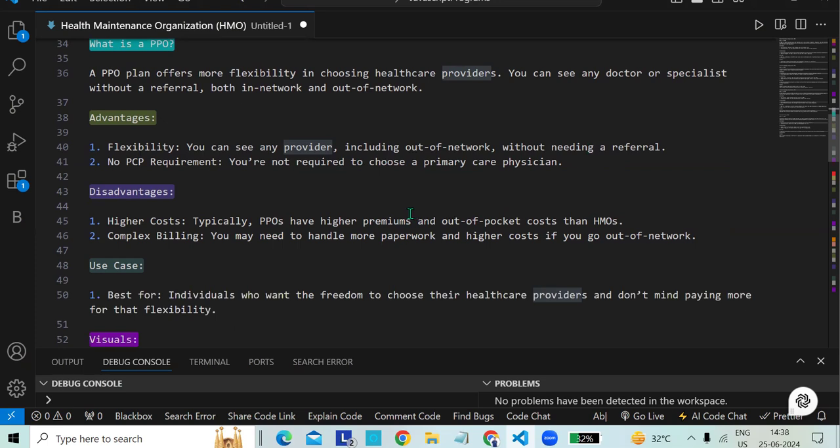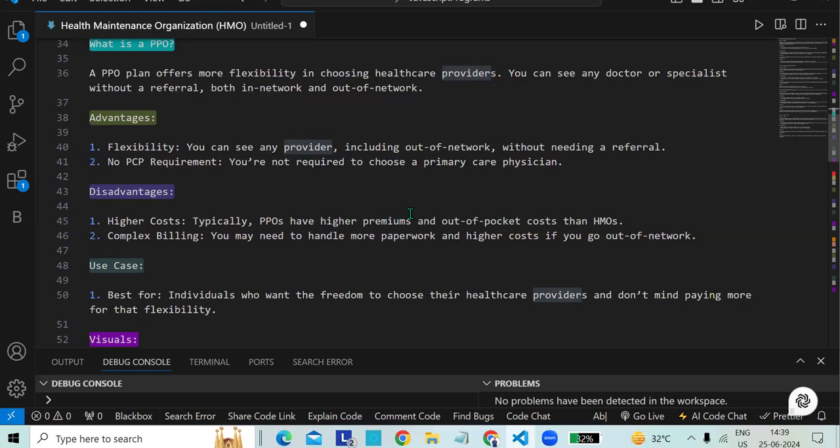And the next one is disadvantages. It is higher cost. You can meet a specialist physician at any time, both in network and out of network, which automatically means higher cost. Typically PPO has higher premiums and out-of-pocket costs than HMO. So you have to pay very high monthly premiums in the PPO plan, and after paying the premiums to the insurance companies, you also have to pay some amount of money while meeting the doctor.